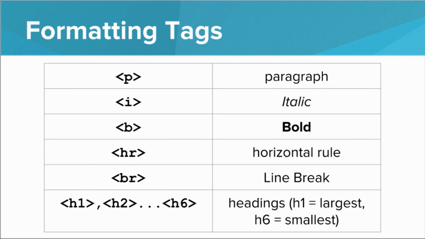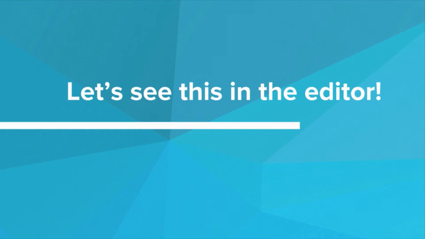So to recap, we have P for paragraph, I for italic, the B tag for bold, HR for horizontal rule, or just a flat line across the screen, BR for a line break, and the headings H1 through H6 for large to small headings. Let's see these in the editor.